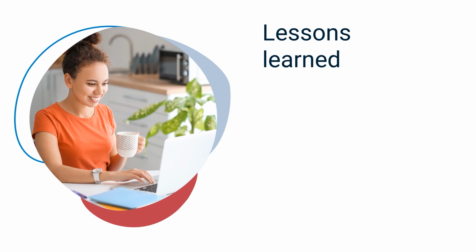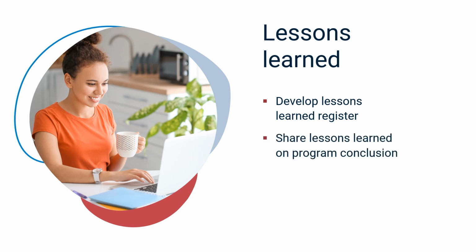The lessons learned activity should be undertaken periodically to identify activities that went well and activities that could have been performed better and share recommendations to improve overall program management effectiveness. Each program should develop a lessons learned register containing lessons learned from all components. Lessons learned should be an ongoing activity. The lessons learned register should be shared at the conclusion of the program as part of the program closure information, archiving, and transition activities discussed earlier.